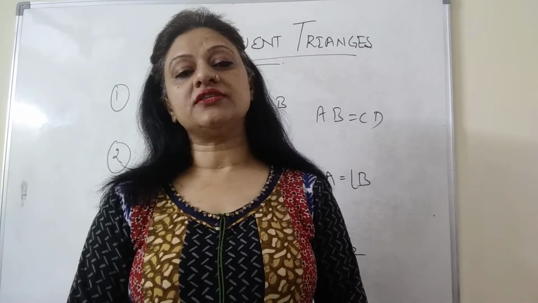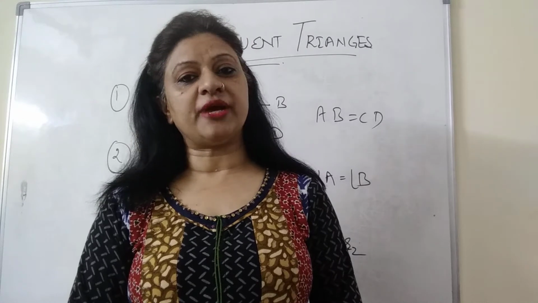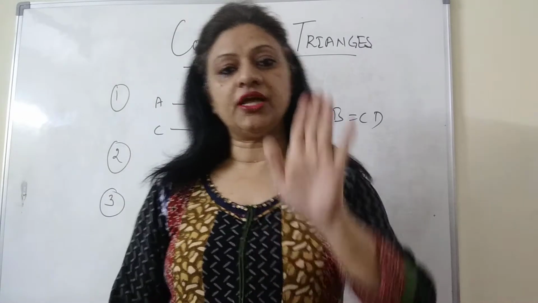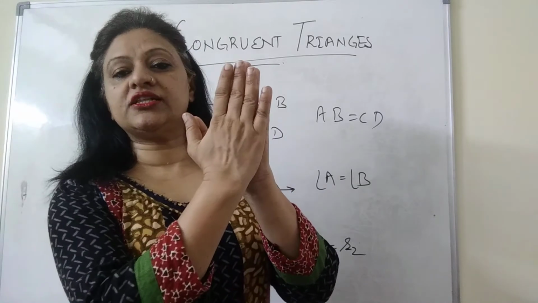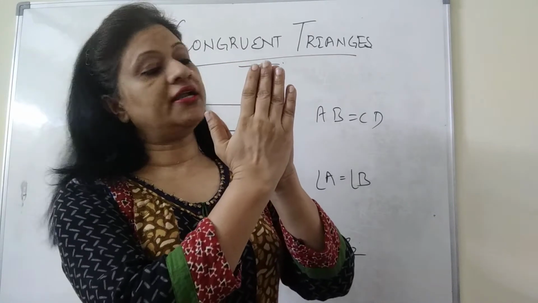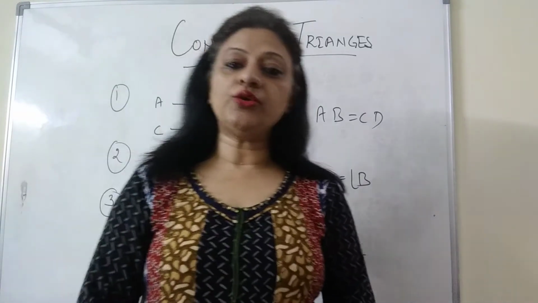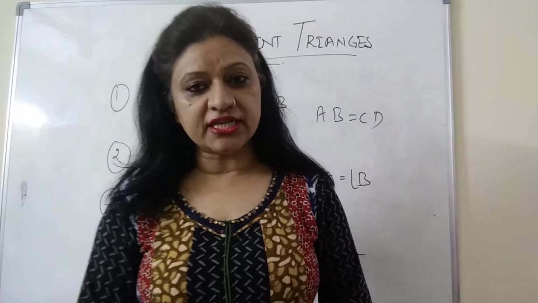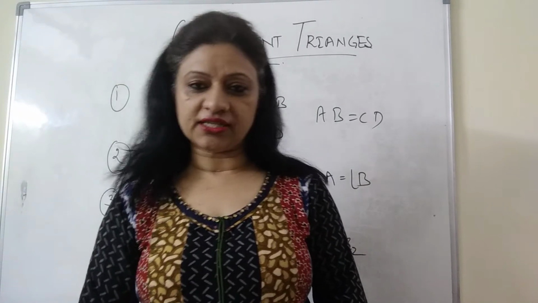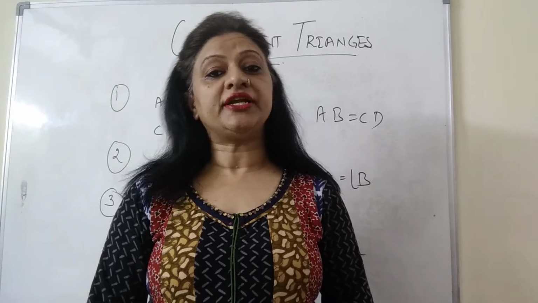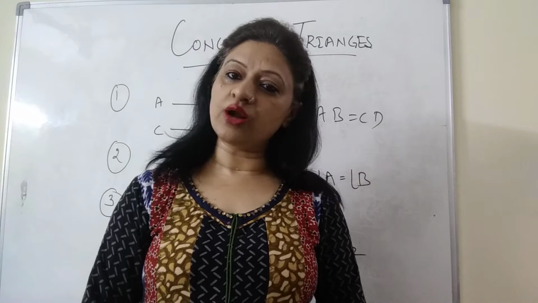Two figures are said to be congruent if they have exactly the same shape and size. For example, look at my palm. If I cover one palm with another palm of mine, you will find that they are completely covering each other. So when two figures are completely covering each other, we say that they are superimposing each other. Such figures which completely cover each other, or superimpose, are called congruent figures.